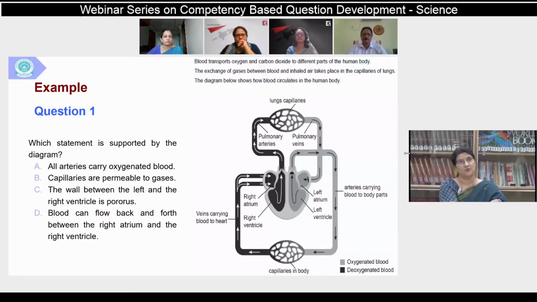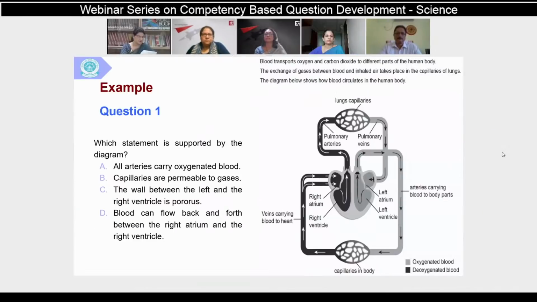I'll just pause for a second while you take a look at the visual. So this is from class 10th. The chapter is life processes, I think chapter 6, science, if I correctly remember. The question says, which statement is supported by the diagram? There are four options. The first being all arteries carry oxygenated blood. Second is capillaries are permeable to gases. C is the wall between the left and the right ventricle is porous. And the last one is blood can flow back and forth between the right atrium and the right ventricle.